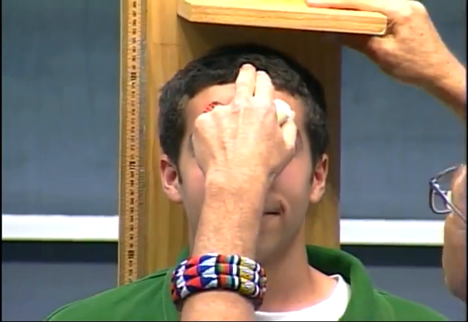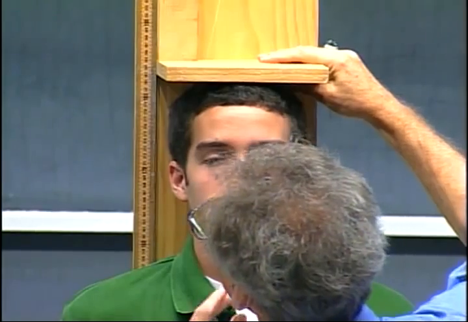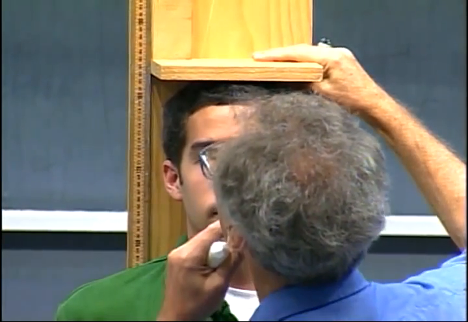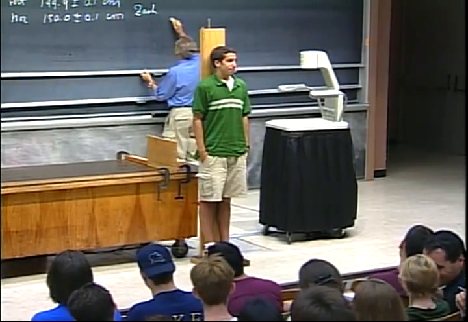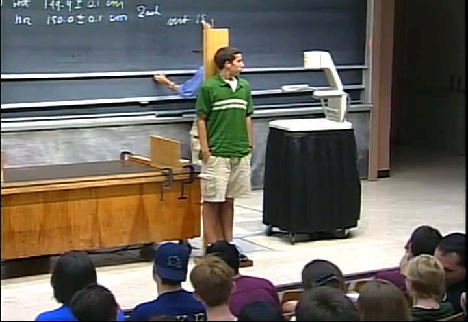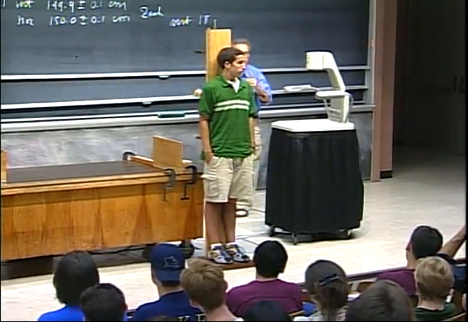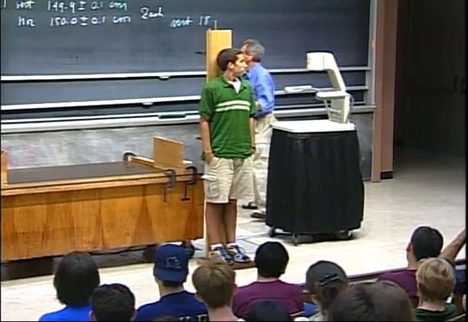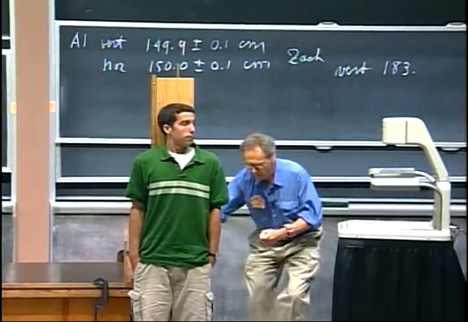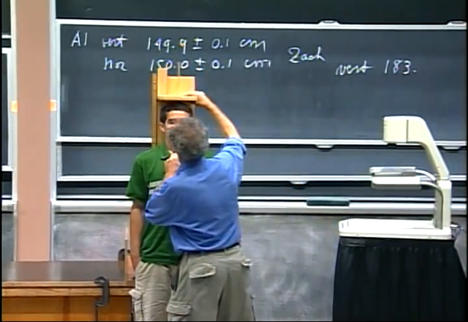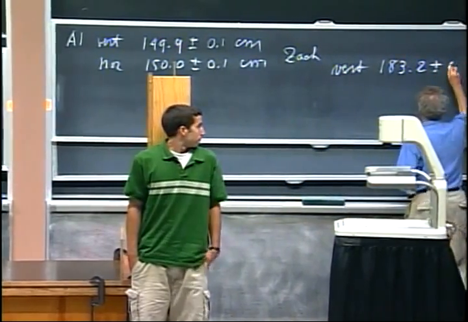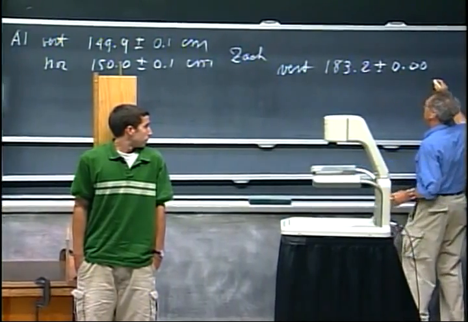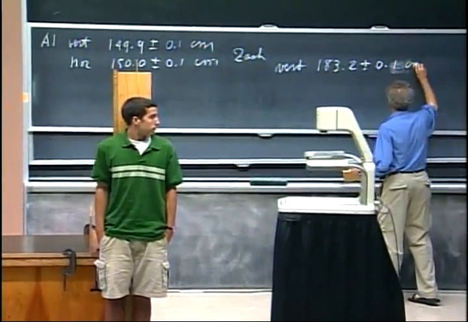Okay, stand there. Okay, 183.2. Stay there, don't move. This is vertical. What did I say, 180? Only one person. 3? Come on. 0.2, okay. 183.2, and an uncertainty of about, this is centimeters, 0.1 centimeters.